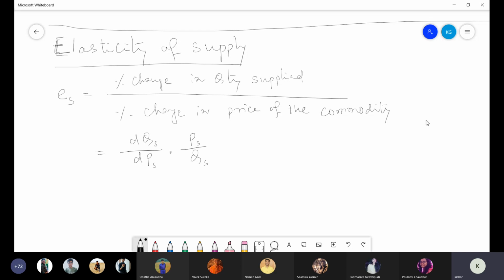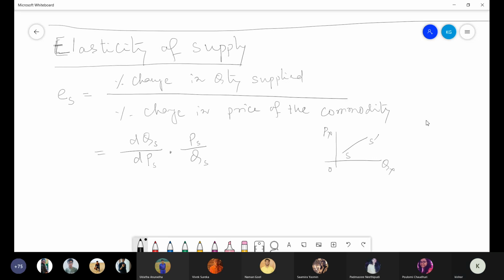So in general, if you know the law of supply or the supply curve, you know quantity supplied is positively related with change in price. So by default, you will get a positive value. So this is your price elasticity of supply, meaning how sensitive the quantity supplied of a particular product is with respect to change in price of the commodity.